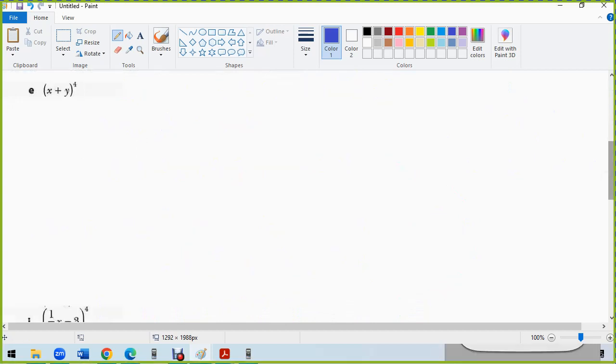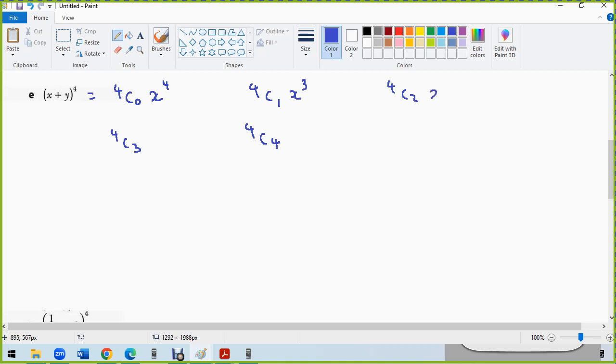So for this one, we can also write it this way. We have 4C0, 4C1, 4C2, 4C3, and 4C4. Then we have x power 4, x power 3, x power 2, x power 1. Then we don't have x here, x power 0.